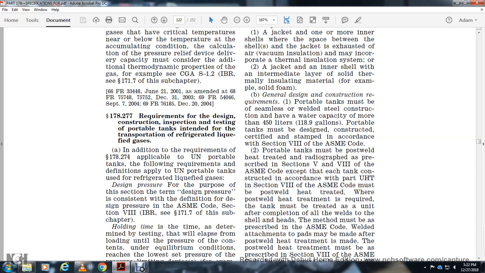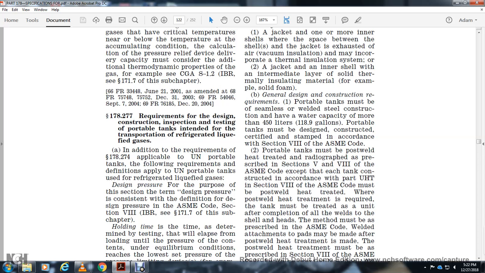Portable tanks must be radiographed as prescribed in Sections 5 and 8 of the ASME Code, except that each of the tanks constructed in accordance with UHC, Section 8 of the ASME Code, must be postweld heat treated. Where postweld heat treatment is required, the tank must be treated uniformly after completion of the welds on the shell and heads, but the method must be as prescribed in the ASME Code.